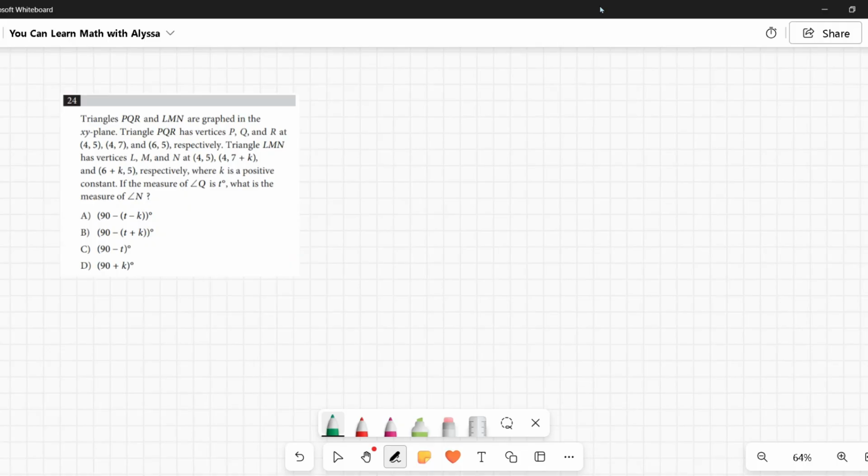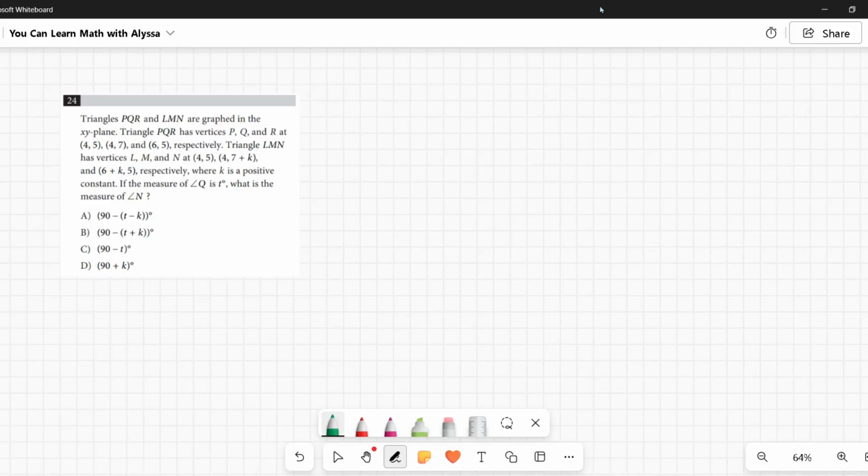Number 24. Triangles PQR and LMN are graphed in the XY plane. Triangle PQR has vertices P, Q, and R at (4, 5), (4, 7), and (6, 5), respectively. Triangle LMN has vertices L, M, and N at (4, 5), (4, 7 plus K), and (6 plus K, 5), respectively, where K is a positive constant. If the measure of angle Q is t degrees, what is the measure of angle N?